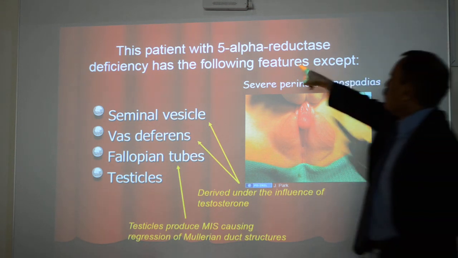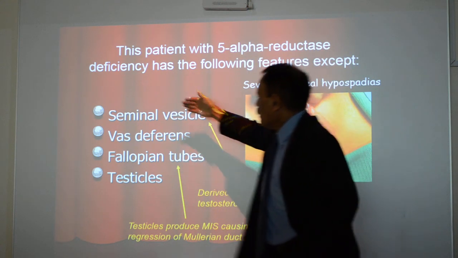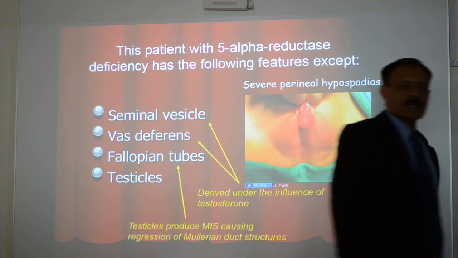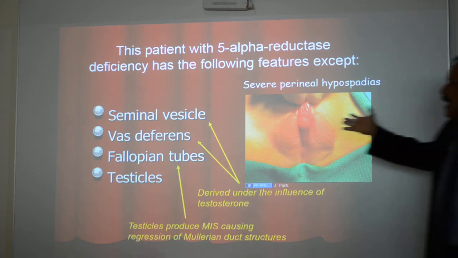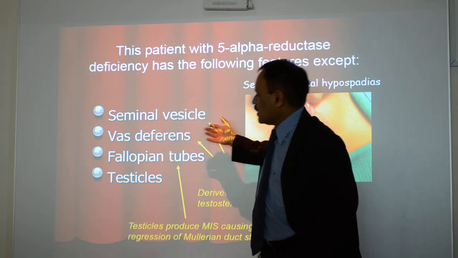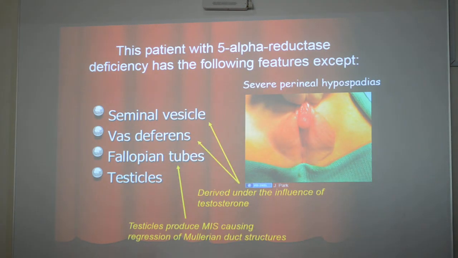The patient with 5-alpha reductase deficiency has the following features except: fallopian tube is the correct answer. You understand that? The fallopian tube should not be there if it is a male. Seminal vesicle, vas deferens, testicles, but not the fallopian tube. So it is a problem of the hormone, not a problem of the mesonephric duct or the paramesonephric duct.